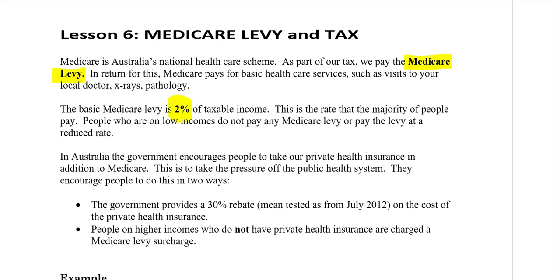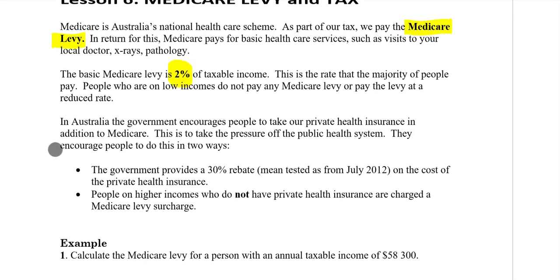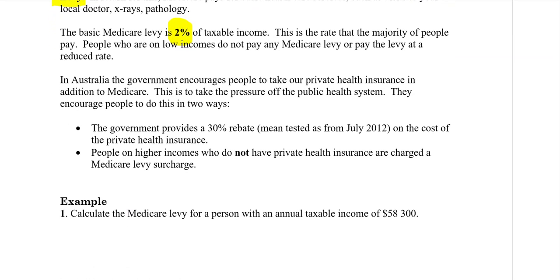This is the rate that the majority of people pay. People who are on low incomes do not pay any Medicare levy or pay the levy at a reduced rate. In Australia, the government encourages people to take out private health insurance in addition to Medicare. This is to take the pressure off the public health system. They encourage people to do this in two ways. So the government provides a 30% rebate. It's means tested, which means it's based on your income and the cost of private health insurance.